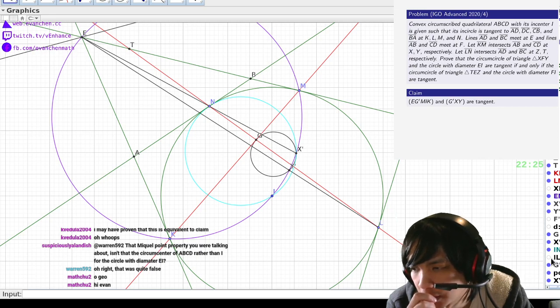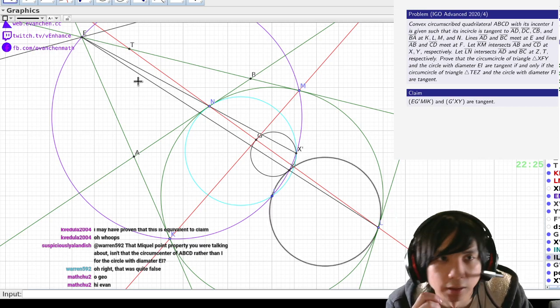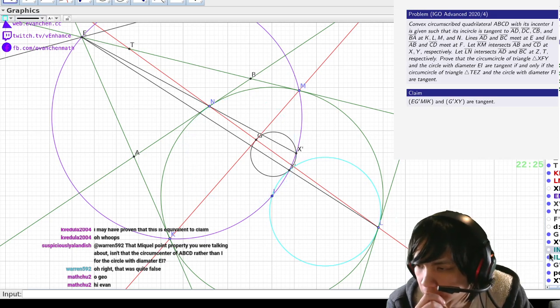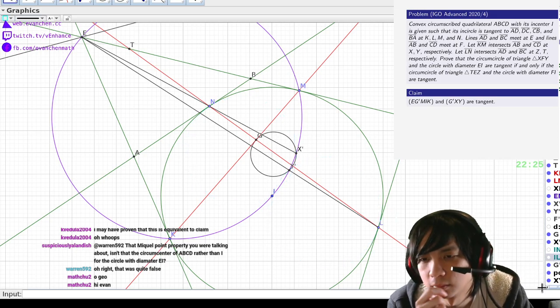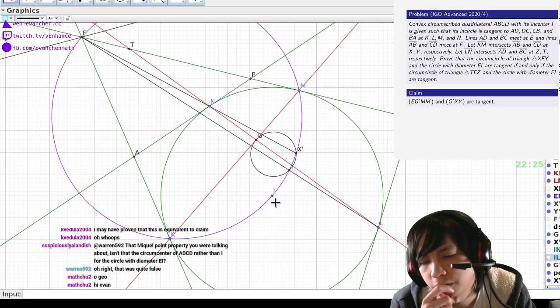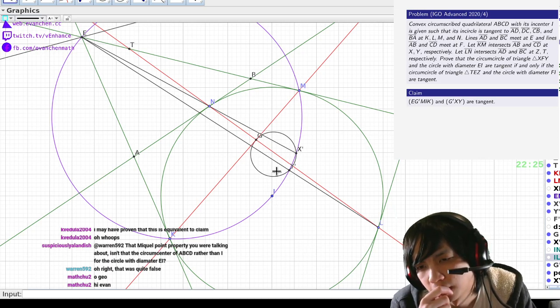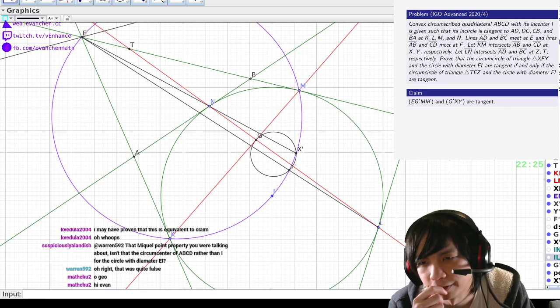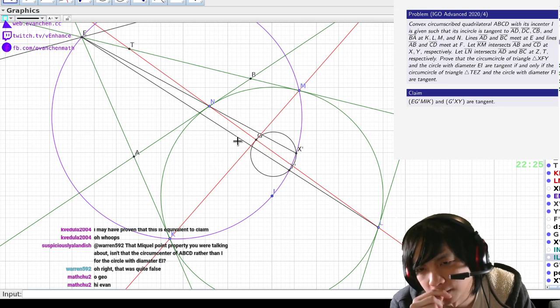Okay, I hit the IL circle, so I should accordingly hide the IN circle. So these two circles are orthogonal, right? What am I doing with this random midpoint? This is like the midpoint of a thing and a midpoint of a different thing. And then there's this G.